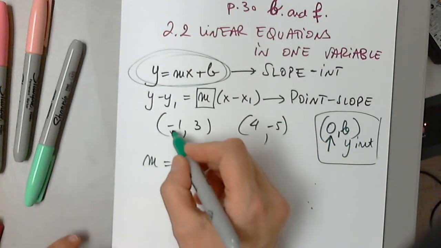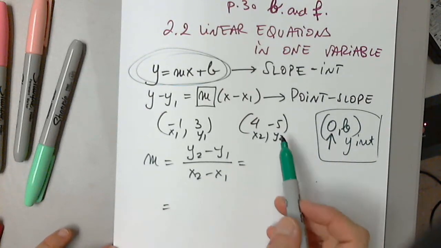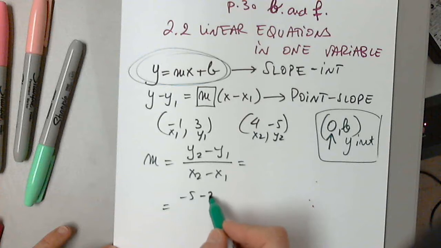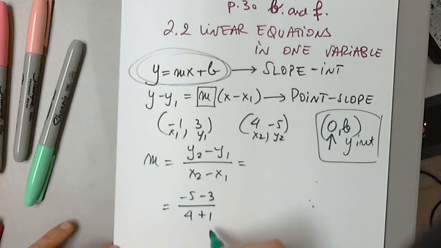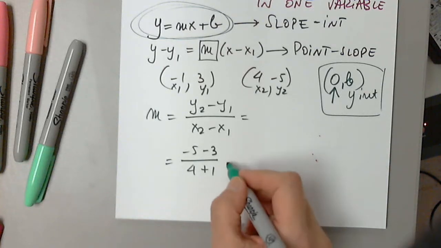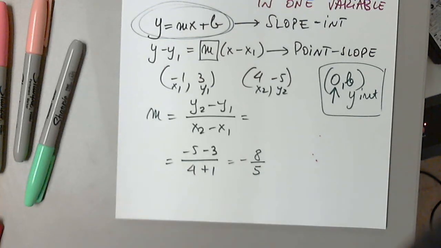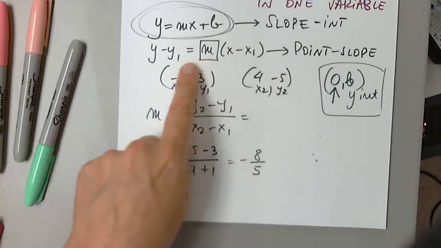So I'm going to name my points x1, y1, and x2, y2 again, and carefully replace them. -5 minus 3 over 4 minus negative 1. So then the top is negative 8 and the denominator is 5. So we found the slope of this line as being negative 8/5. And now we have to replace everything, regardless of which point you would like to use, in the point slope form.